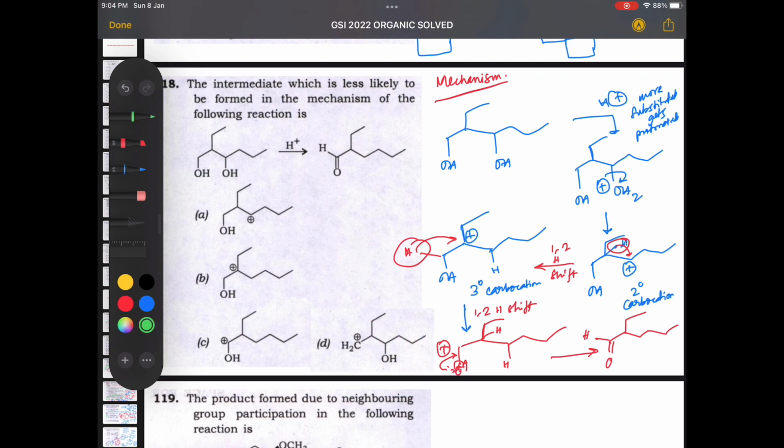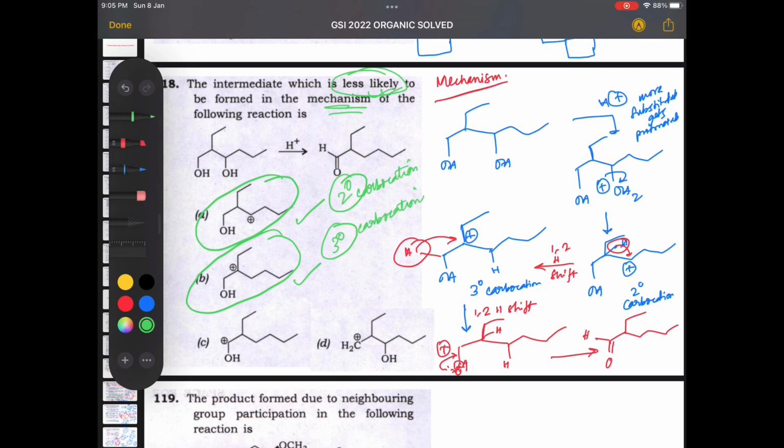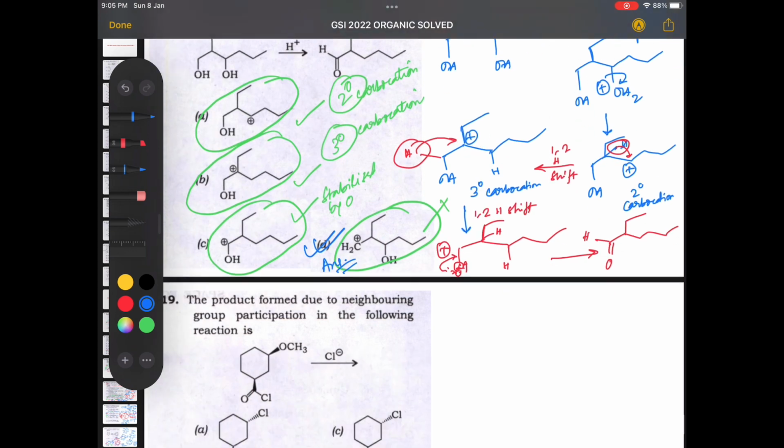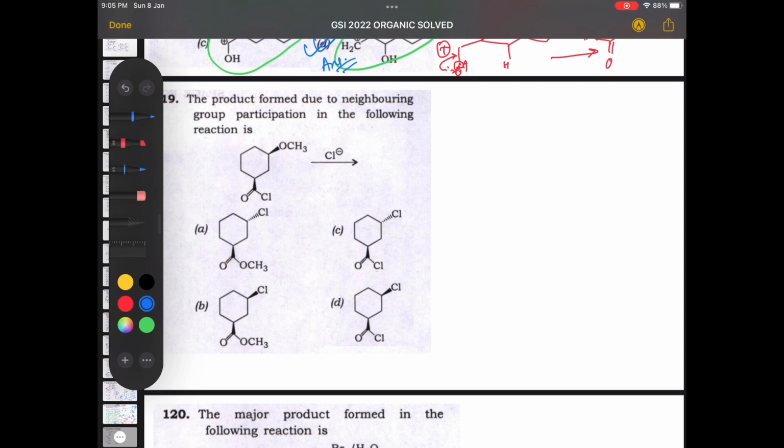So let us see which of the intermediates we can actually see, and we can understand that less likely means the intermediate that does not form. So the first one of course forms, as we have seen, it is the 2-degree carbocation. Second one forms, which is the 3-degree. It forms after a 1,2 H shift, and the third one of course forms because the OH can actually stabilize the carbocation. But the last one that actually does not form, we do not see that particular 1-degree carbocation in the first step. Hence, that is less likely to form. So fourth option is our answer.